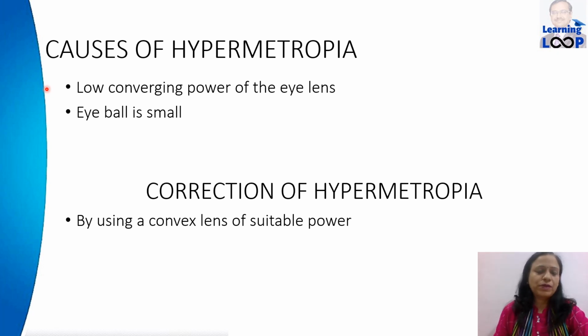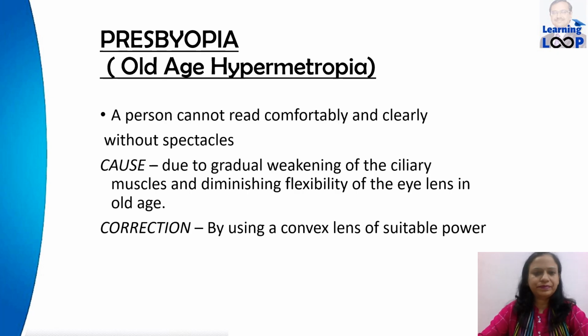So what could be the possible causes of hypermetropia? It could be the low converging power of the eye lens. That is, the eye lens is not bending the light enough, due to which the light rays are intersecting behind the retina. Or if it is genetic, then the eyeball is small in size, due to which, in spite of the normal curvature of the cornea and normal focal length of the eye lens, the image is going behind the retina. It is actually the retina which has moved ahead because of the small size of the eyeball. We have already discussed the correction, that it can be corrected by using a convex lens of a suitable power.